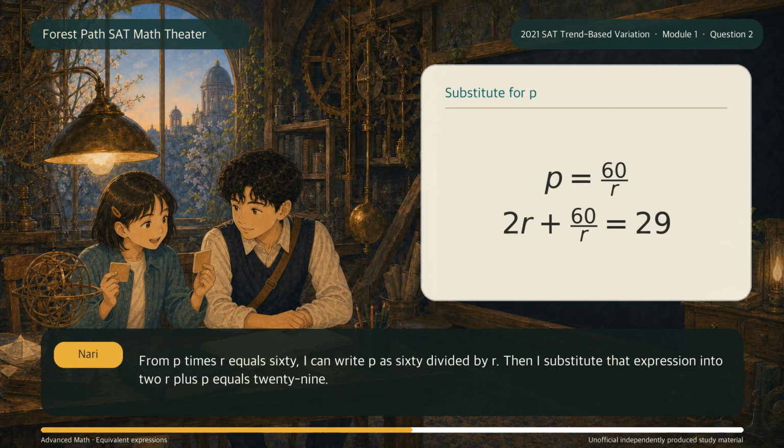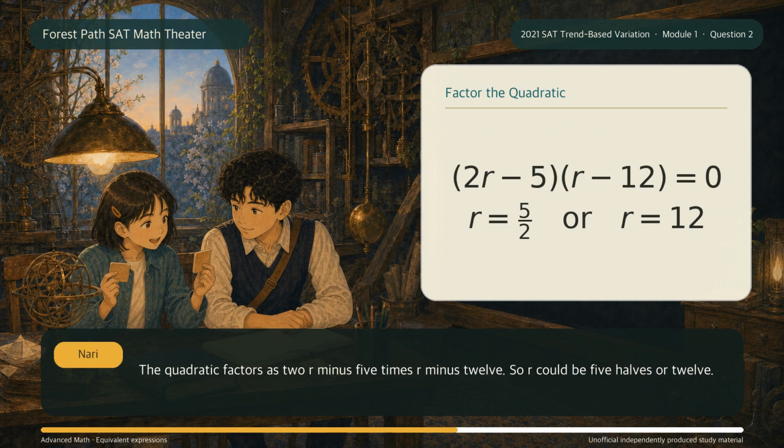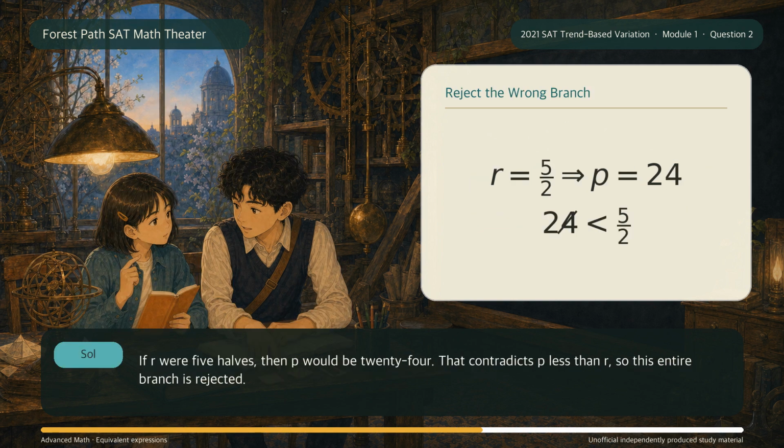From p times r equals 60, I can write p as 60 divided by r. Then I substitute that expression into 2r plus p equals 29. Because r is positive, multiplying by r is valid. Move every term to one side and we get a quadratic equation in r. The quadratic factors as 2r minus 5 times r minus 12, so r could be 5 halves or 12. If r were 5 halves, then p would be 24. That contradicts p less than r, so this entire branch is rejected.